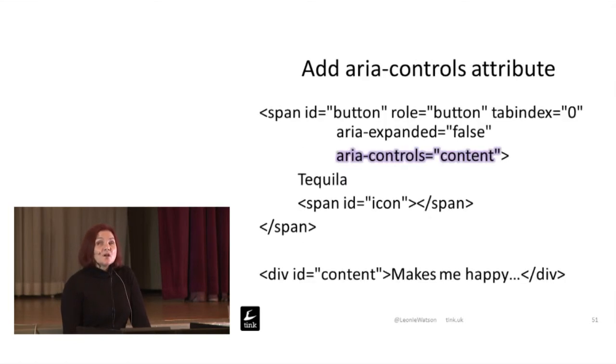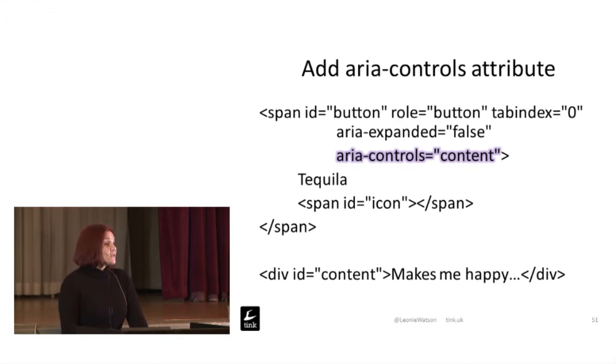We're also going to use ARIA-controls, again, on the button element. And as its value, it takes the ID of the div containing the content. When you activate this widget, if you can see what you're doing, it's really obvious when the content opens on screen. You can just see it. If you use a screen reader, it's not obvious at all.